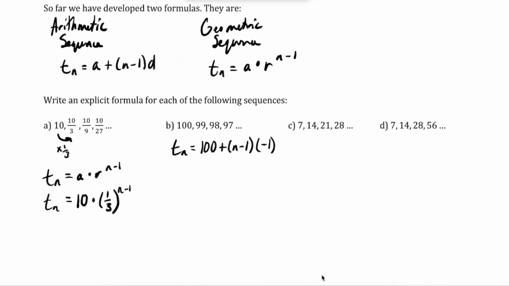The next two look similar, but the first one is arithmetic. I'm adding 7 every time. The second one is geometric. I'm multiplying by 2 each time. And so we'll just make sure to represent those correctly. So the first one is arithmetic, adding 7, also starting at 7. So n minus 1 times D. So the first term is 7, and D is also 7. And the second one is geometric.